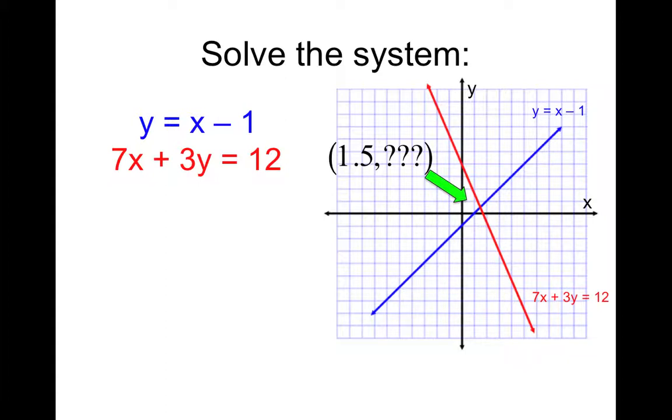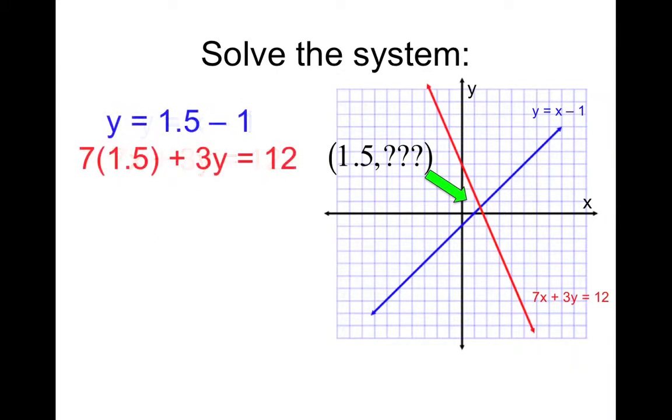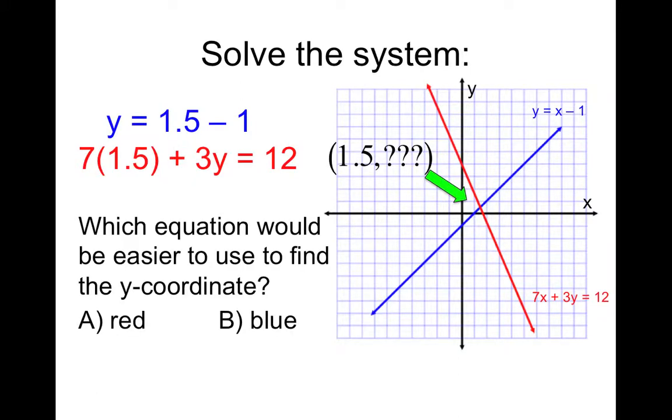However, the answer to this question has two parts, the x value and the y value, that work together to make both of the equations true. Well, we know that x is 1.5. So in both of these equations, I'll replace the x with 1.5. We could use either equation to solve for y, but one of them is a lot easier to work with than the other. Which equation looks like it would be easier to use to find the y coordinate, the red or the blue equation?